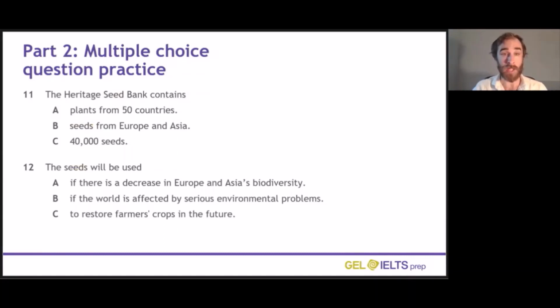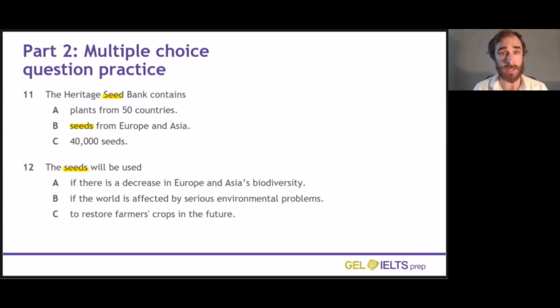So the main keyword here is the word seed or seeds. We can see this word several times in both questions, so we know that the talk is going to be on this topic. Let's look at some more keywords for both of these questions.